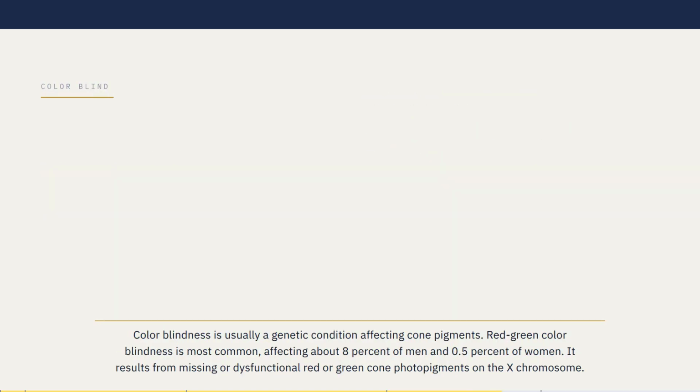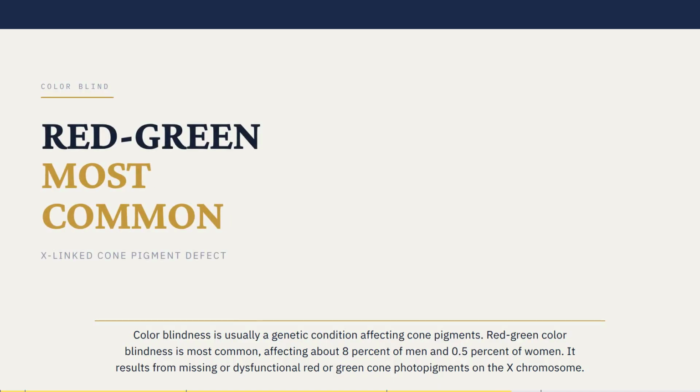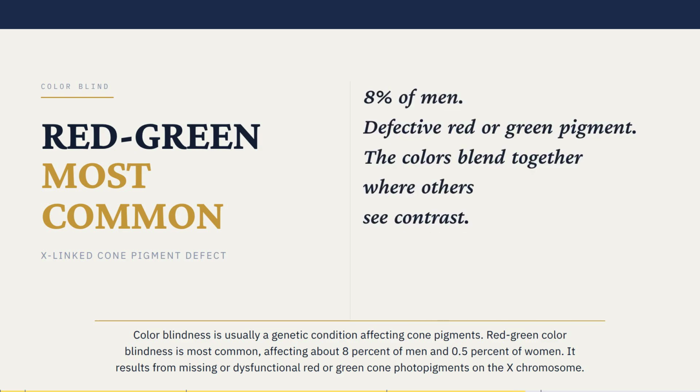Color blindness is usually a genetic condition affecting cone pigments. Red-green color blindness is most common, affecting about 8% of men and 0.5% of women. It results from missing or dysfunctional red or green cone photopigments on the X chromosome.